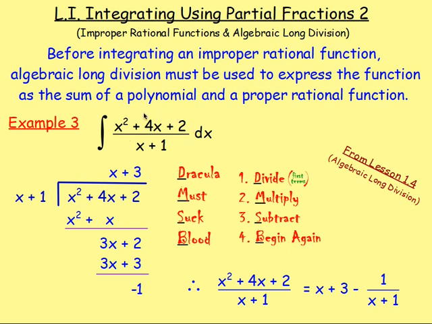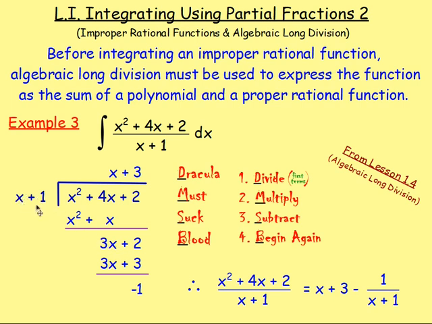Just remember x squared add 4x plus 2. You're dividing that by x plus 1. Divide the first term, so x squared divided by x is x. Then multiply x times 1. Subtract. So subtract them and you get 3x plus 2. And then begin again because the degree of 3x plus 2 is equal to the divisor x plus 1. The degree is 1, so keep going.